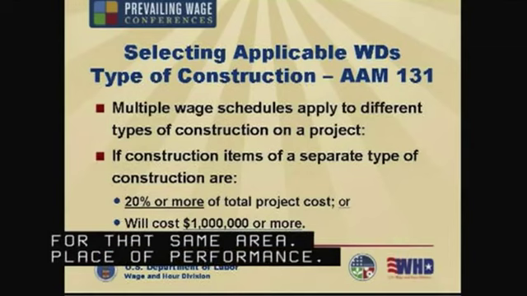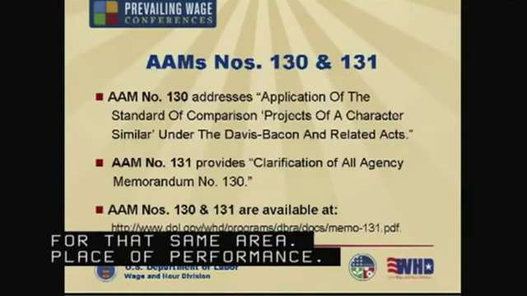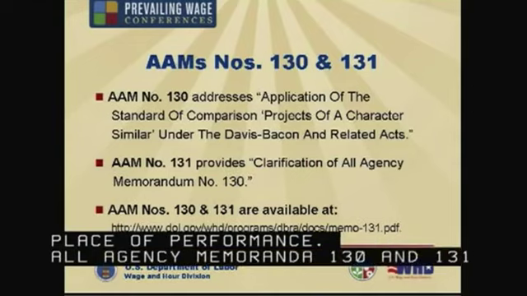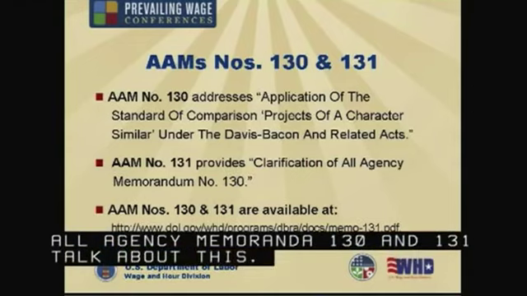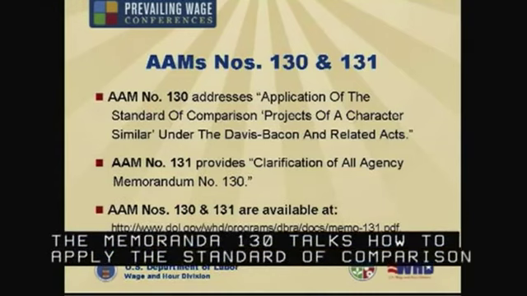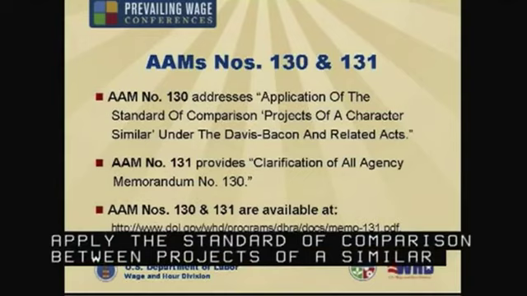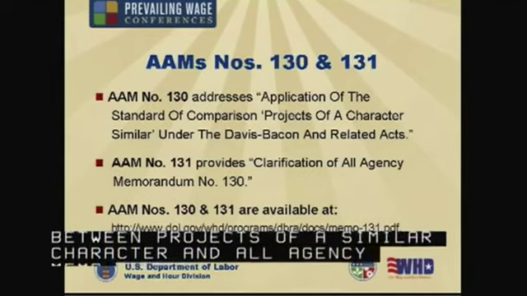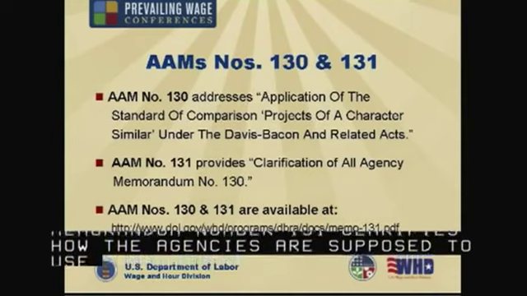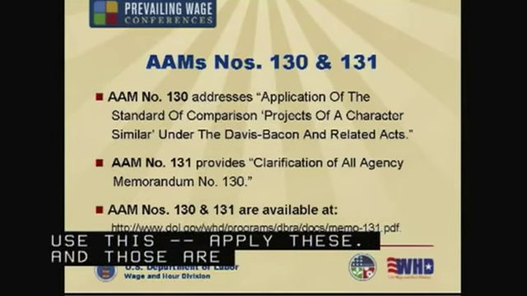Okay. All Agency Memoranda 130 and 131 talk about this. All Agency Memoranda 130 talks about how to apply the standard of comparison between projects of a similar character. And All Agency Memorandum number 131 clarifies how the agencies are supposed to apply these. And those are available at the Department of Labor's website that's referenced there.